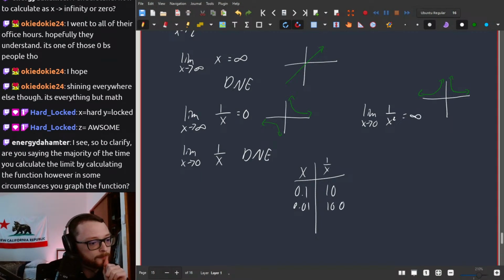Let me see what your question is. To clarify, you're saying the majority of the time you calculate the limit by calculating the function. So they're going to graph the function? Yes.